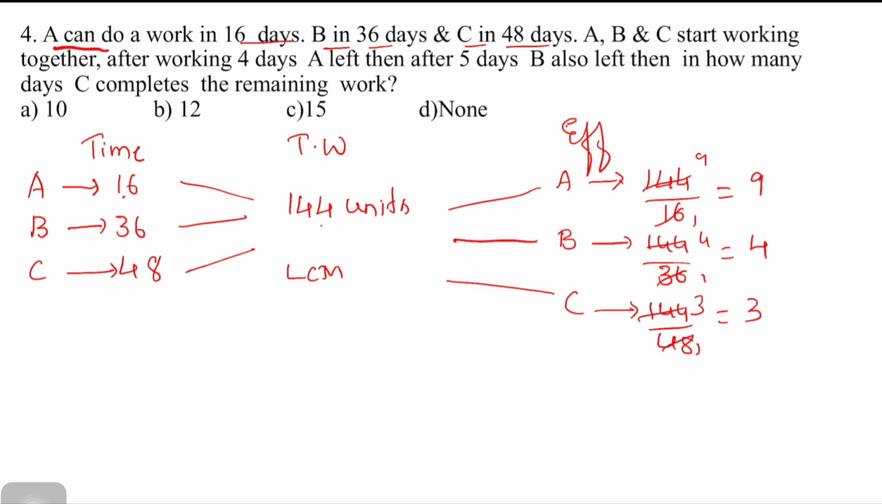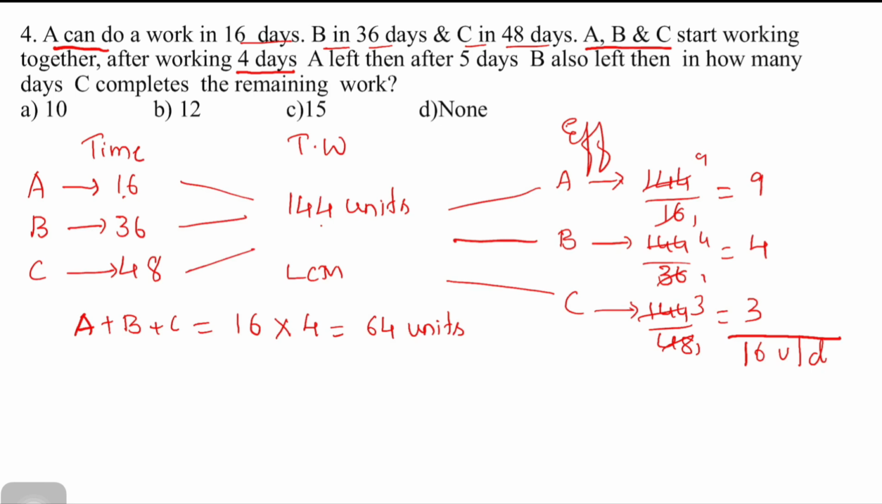Okay. Now A, B and C start working together. After working 4 days, A left. That means till 4 days A, B and C all worked, isn't it? So A, B and C's total efficiency is how much? 9 plus 4 plus 3 is 16 units per day. So A plus B plus C together, they can do 16 units per day. So they worked for how many days? 4 days. So 16 4s are 64 units. So 64 units A plus B plus C together completed.